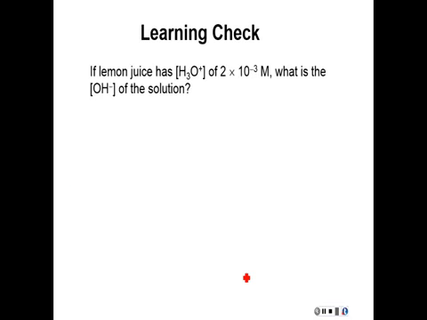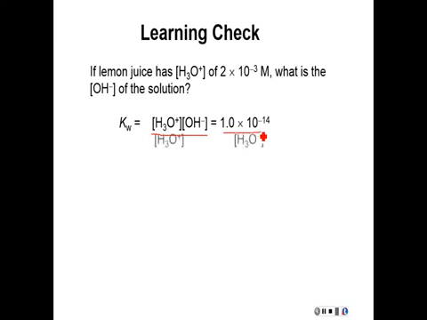All right, why don't you guys try this one on your own? So pause the video, try this one, then come on back and see what the solution looks like. Okay, and here's the solution. So write down our formula. We have Kw equals hydronium times hydroxide is our value, and I'm looking for the hydroxide. So I'm going to have to divide both sides by the hydronium. That way the hydronium will cancel out over here, and this is what I'm left with.